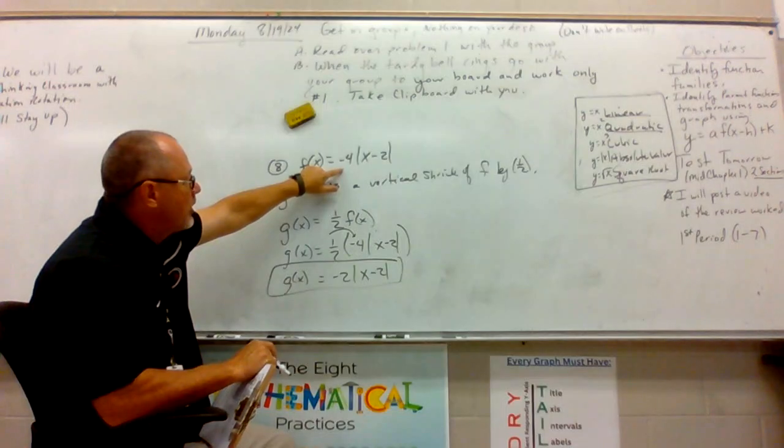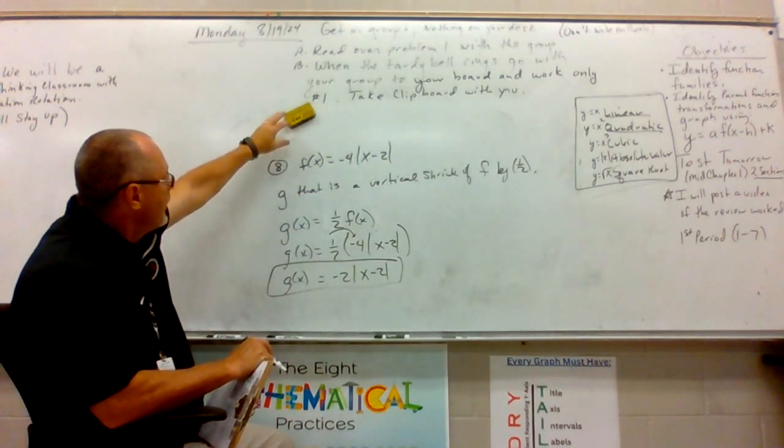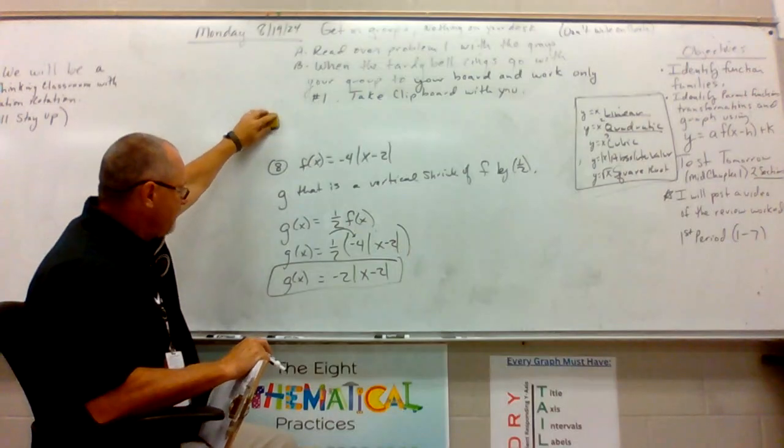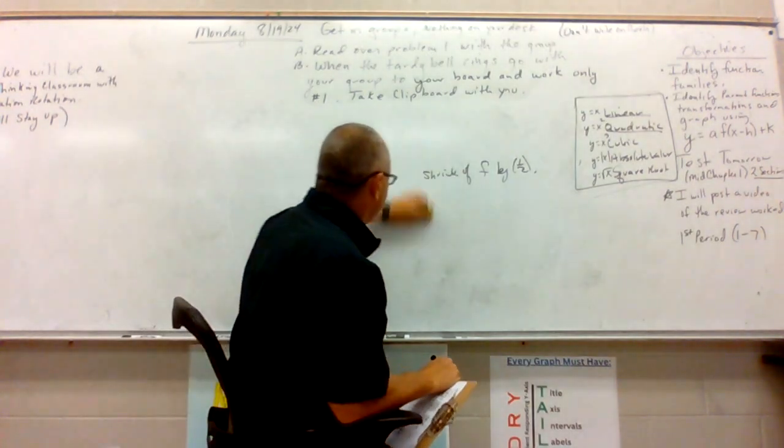If you vertically stretch by 4 and you shrink that by half, you're now at 2. That's what you'd be doing.